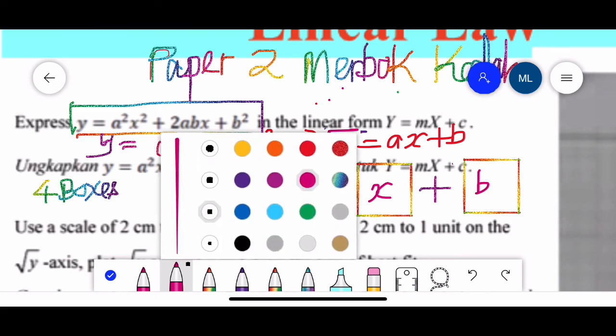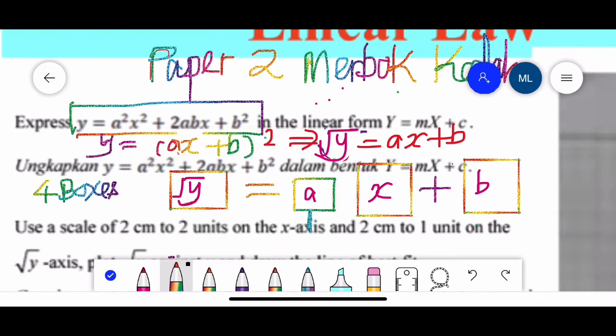So you have square root y equal to a x plus b, right? Okay, understand? So if you think you don't know how to apply linear law, my advice to you is you don't read the question just for the beginning. You read everything first. Read the whole question until you see plot big Y with the big X.